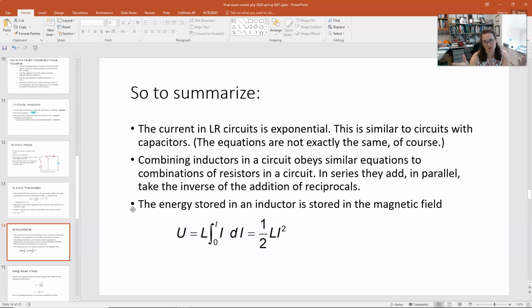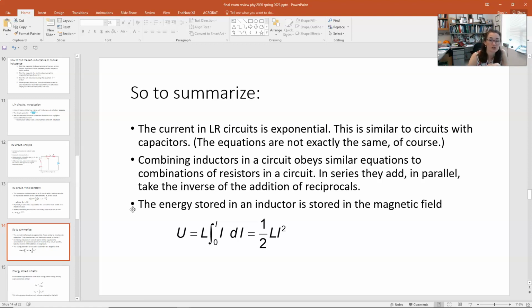And this is kind of similar to circuits with capacitors. A lot of parallels can be drawn, pardon the pun. Now, remember that if you combine inductors in a circuit, it obeys similar equations to the combination of resistors in circuits. If you have multiple resistors or inductors in series, they add, and in parallel, you're going to take the reciprocal and add those to get the reciprocal of the total inductance.